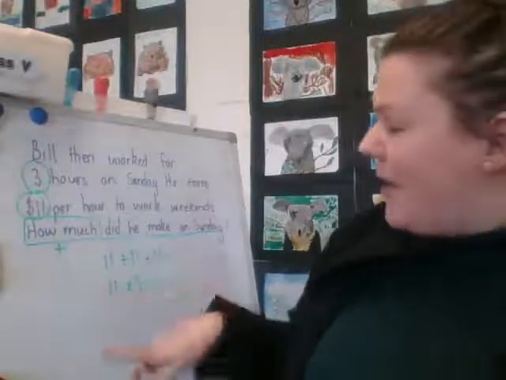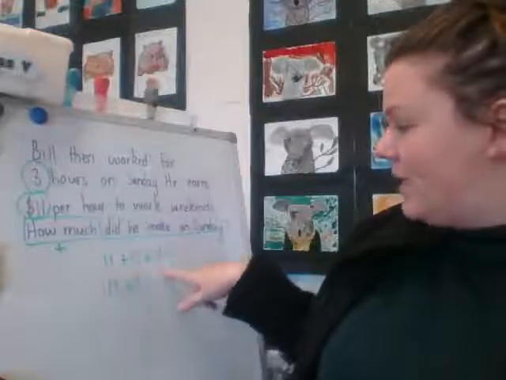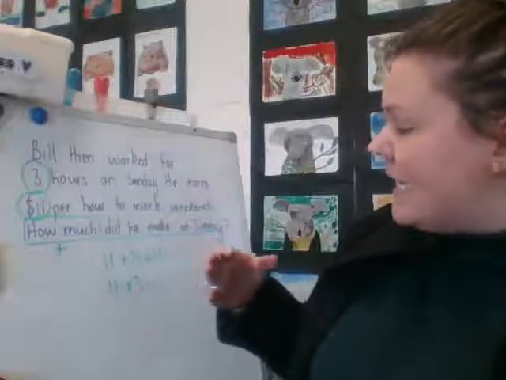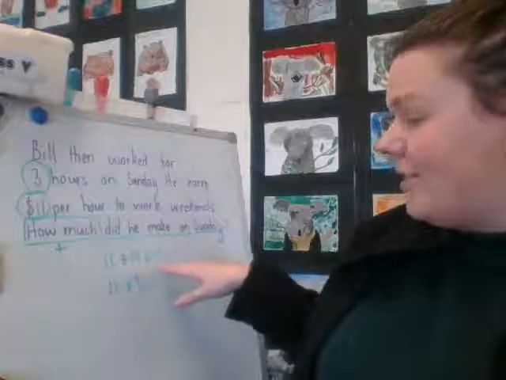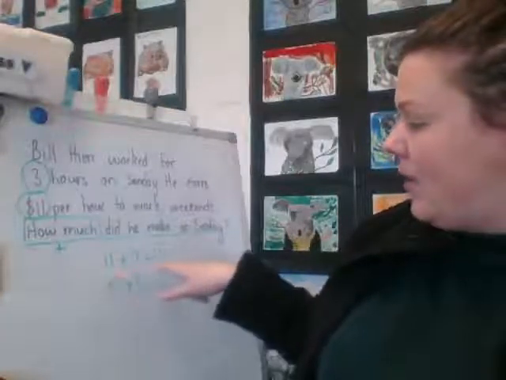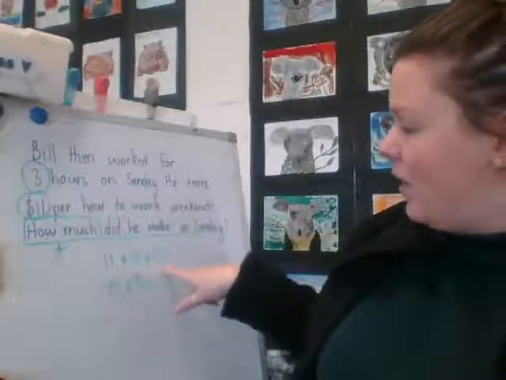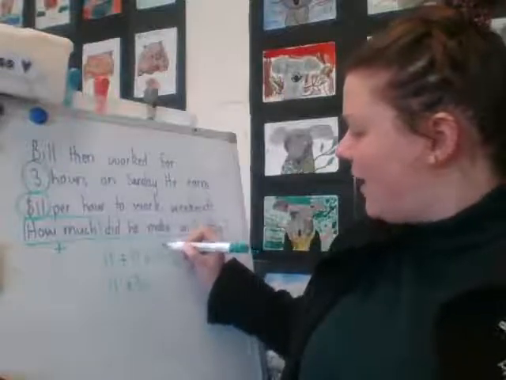For me, I'm going to solve this top one first, my repeated addition of 11 plus 11 plus 11, and I'm going to use my partitioning strategy to do this. I think it's easier if I think of these numbers as 10 and 1, 10 and 1, 10 and 1. So I can skip count by my 10s, 10, 20, 30, and then add my 1s on, 31, 32, 33, and that's going to give me the answer of $33.